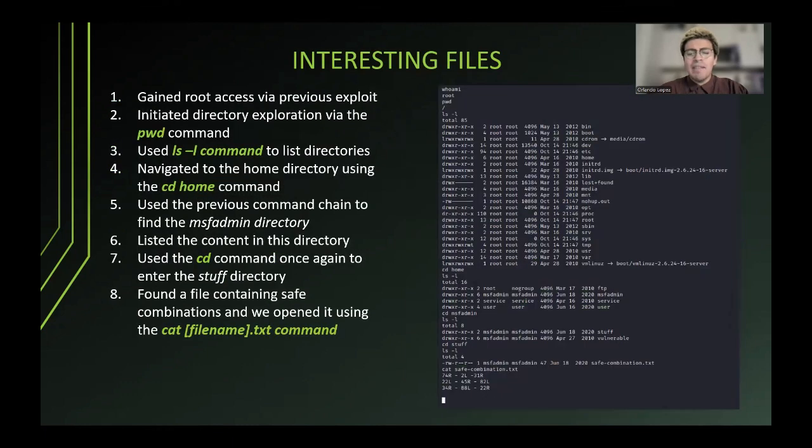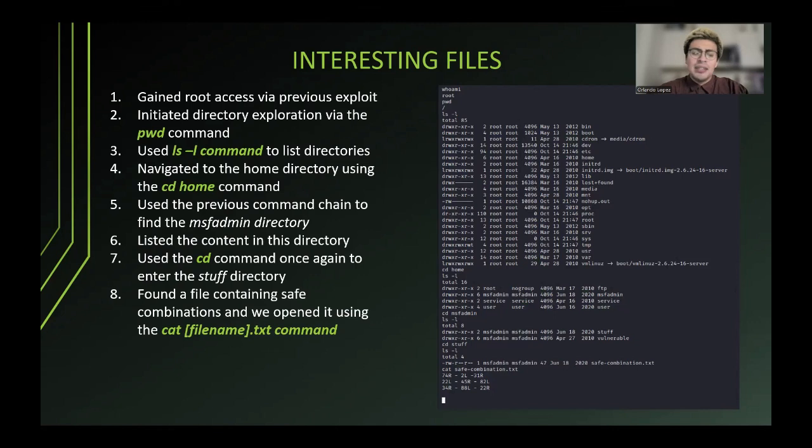Once we have that root access, we're going to take it a little further. So using the root access gained via the previous exploit, we're going to initiate directory exploration via the pwd command. We're going to use the ls -l command to list the directories. Then we're going to navigate to the home directory using the cd command and do cd home.